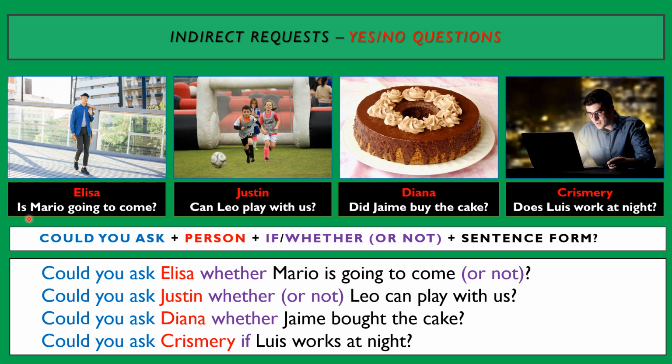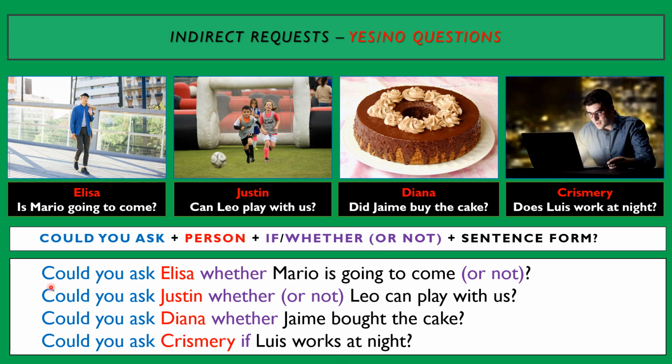For example, is Mario going to come? This is the question. What is the sentence? Mario is going to come. Can Leo play with us? The sentence is Leo can play with us. Did Jaime buy the cake? The sentence is Jaime bought the cake. In this case, we use the simple past because we have did. The last one, does Luis work at night? Here you have the simple present. So we say Luis works at night. If you noticed, these are the sentence forms here.